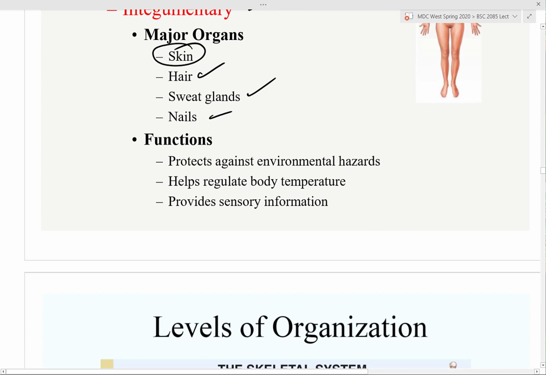So, functions. Protects against the environment. If you have skin, it's able to regenerate, right? What better clothing do you have than your skin? Is there any other clothing that does the function of your skin? No way. That's perfect clothing. It's able to regenerate, and it's able to prevent any hazardous material, chemicals, or anything from going inside your body, right? The skin will take the hit, and it will regenerate. Now, it helps regulate body temperature, as we mentioned, through the sweat glands. It provides sensory information as well, right?